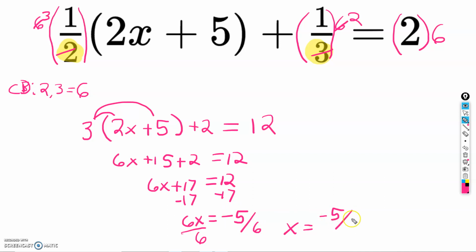Negative 5 over 6. It's a fraction, but who cares? Fractions are numbers too. If you get a fractional answer, it's fine. Fractions are numbers. It'll be okay. Everything's fine.